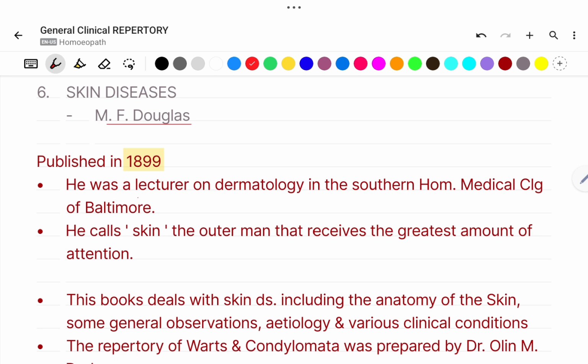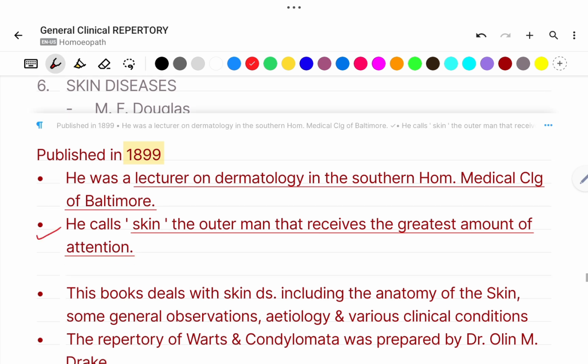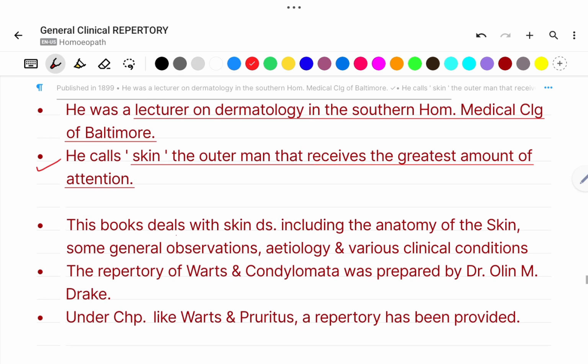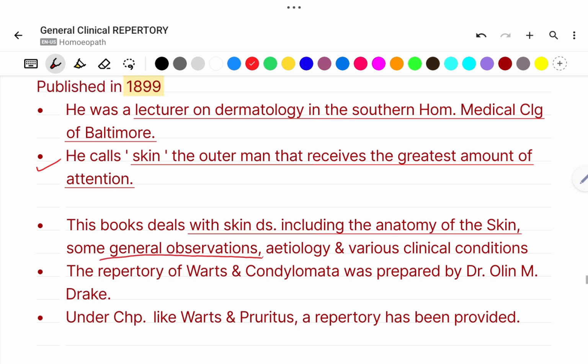M.F. Douglas was a lecturer on dermatology in the Southern Homeopathy Medical College of Baltimore. He calls skin the outer man that receives the greatest amount of attention. So this is an important point that M.F. Douglas called the skin as the outer man, which receives the greatest amount of attention. This book deals with skin diseases including anatomy of skin, some general observations, etiology, various clinical conditions.